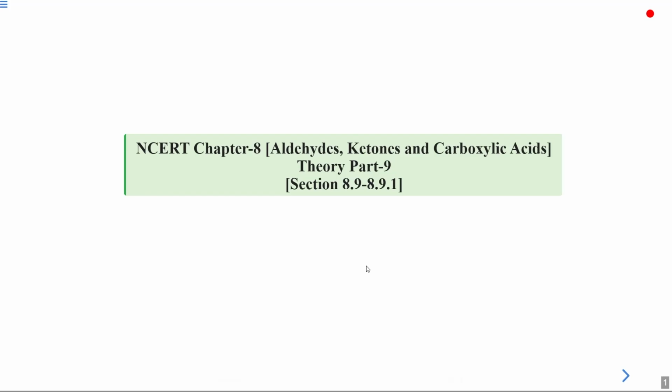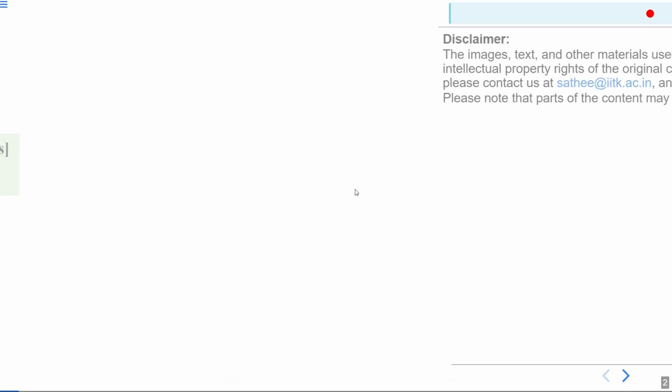Hello students. So let's continue with our NCERT chapter 8, which is aldehydes, ketones and carboxylic acids. So today is theory part 9 and the section which we will cover today is section 8.9 to 8.9.1.